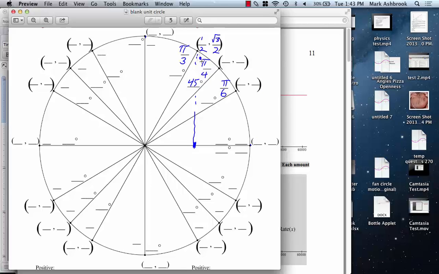So you don't have to memorize. You can just keep adding 45 degrees. Same with pi over 6. How many degrees is pi over 6?